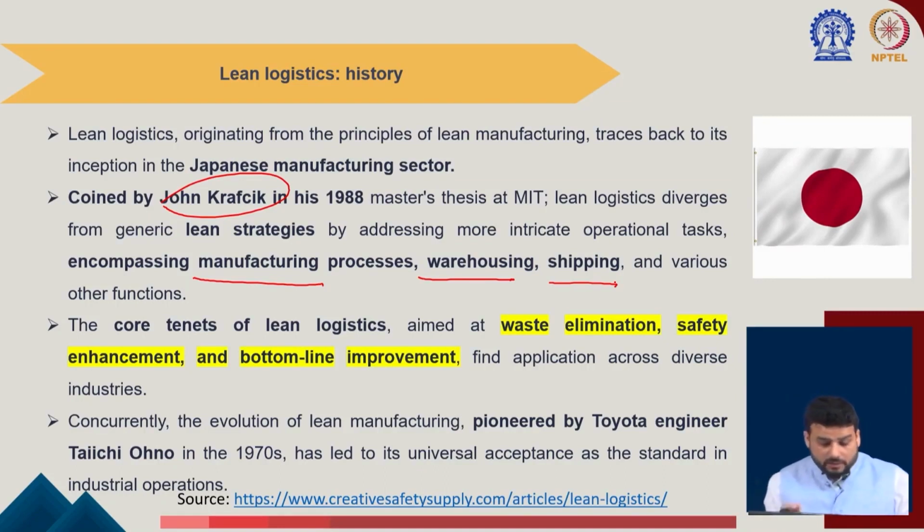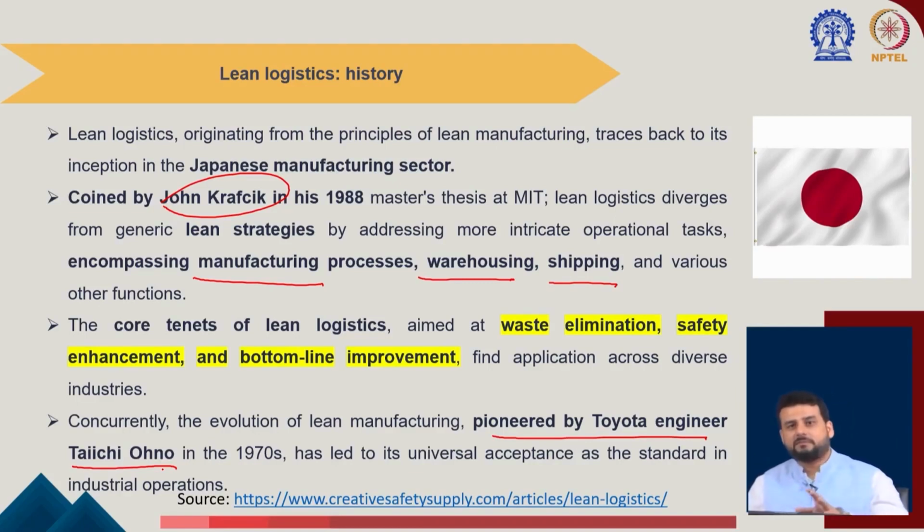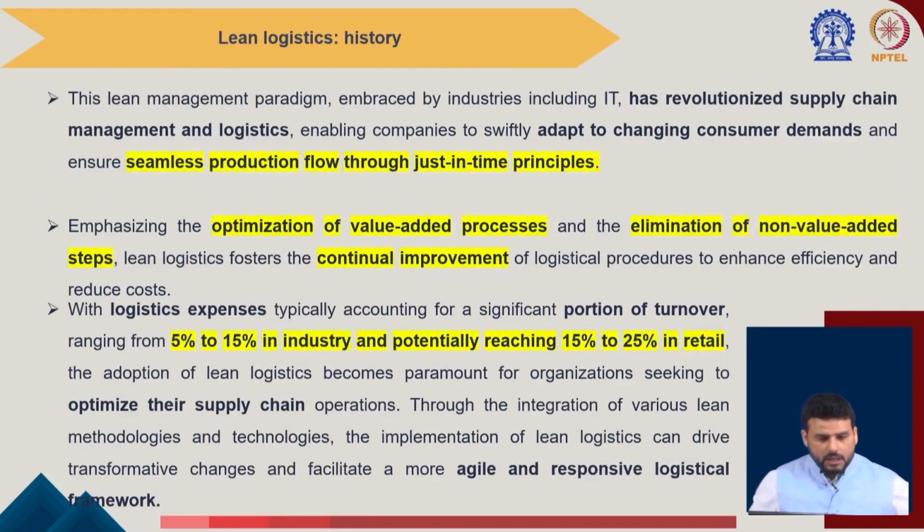But the lean manufacturing concept was properly used by Toyota. Taiichi Ohno, an engineer at Toyota, is well known for setting new quality standards and this lean manufacturing as well. There they tried to eliminate waste, enhance the safety of the product, and also touch the bottom line for improvement, where you will be more efficient and sustainable, right. So if we talk about this history, now IT organizations are also using lean logistics, right.